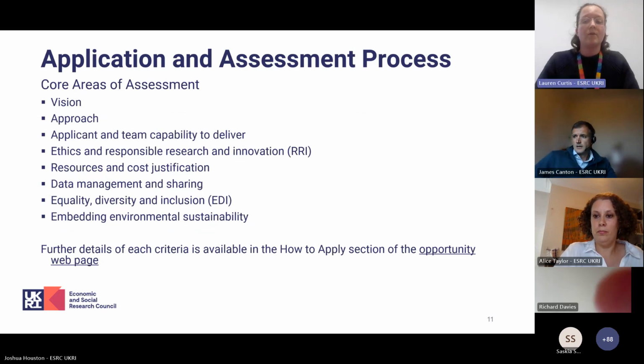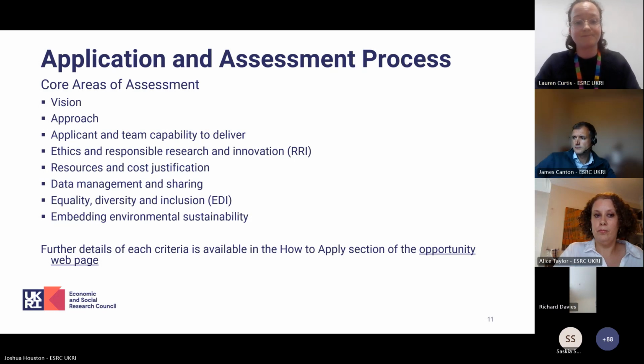So just a quick note on the application and assessment process. Full details on what to include in every question on your application are provided on the Opportunity Funding Finder and within the funding service. Some of those questions listed here will form the criteria for the assessment process. Next slide, please.